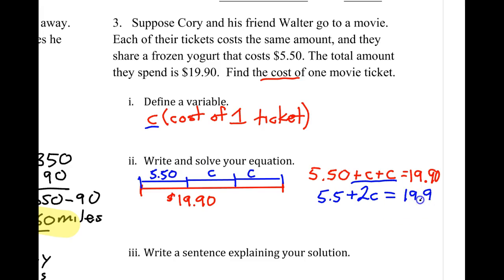Now you notice for the purpose of solving the equation, we don't really need the 5.50 and the 19.90. So I just left those off on the next step because they're not relevant to actually solving. We don't need them there. Okay. Go ahead and solve.